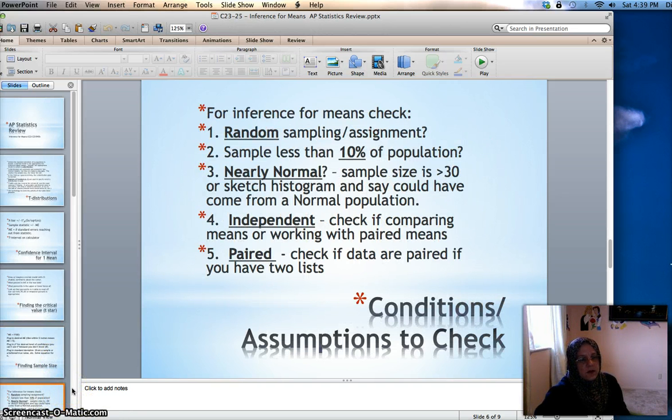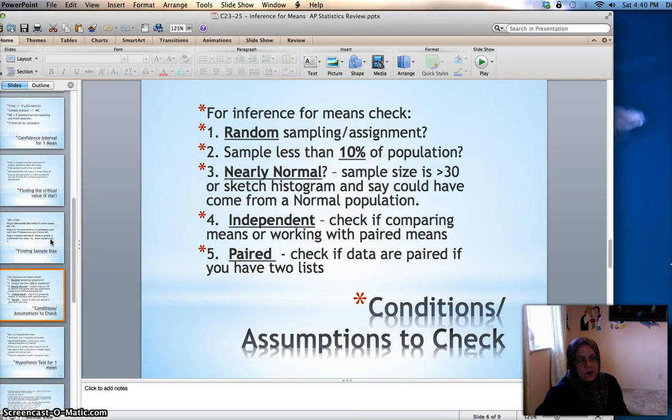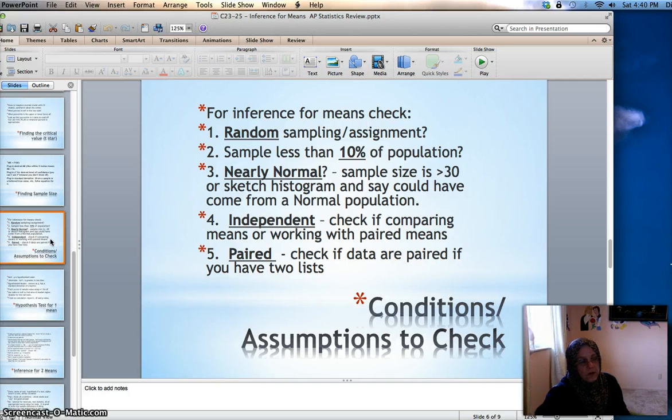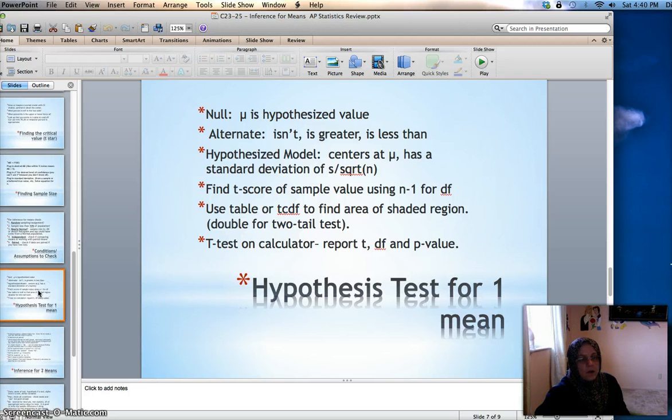Conditions that we need to check when you're doing inference for means: we need to check for random, just the same as we had to for proportions. 10%, independence, all those are the same. And check if data are paired if you have two lists. There's no np and nq to check here because we don't have a p or a q, so we don't have a success-failure condition or anything like that. How do we do a hypothesis test for a mean? Well, you state your hypotheses.